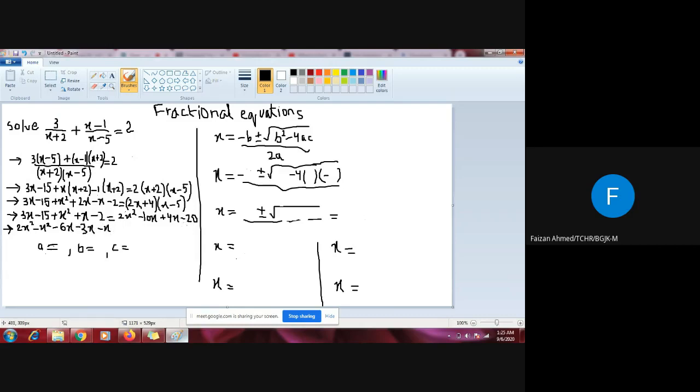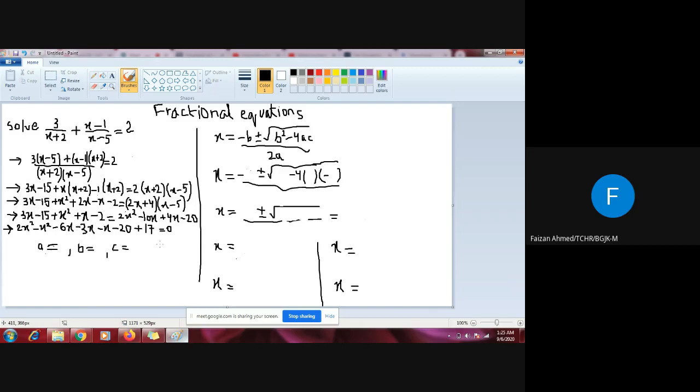And then the number is minus 20, so it will be minus 20 as it is. And when I move, this is minus 2 and this is minus 15. So minus 2 and minus 15 is minus 17, and then when it moves to the other side, it will become positive 17 equals 0.